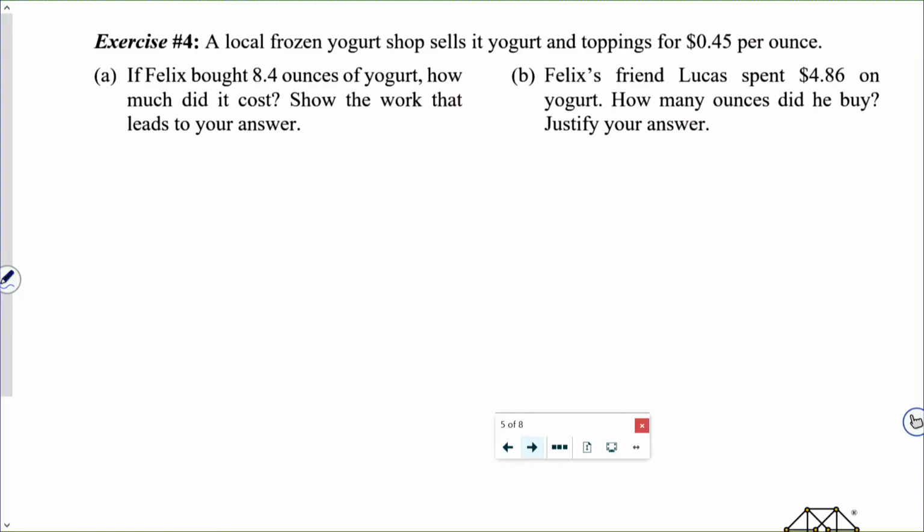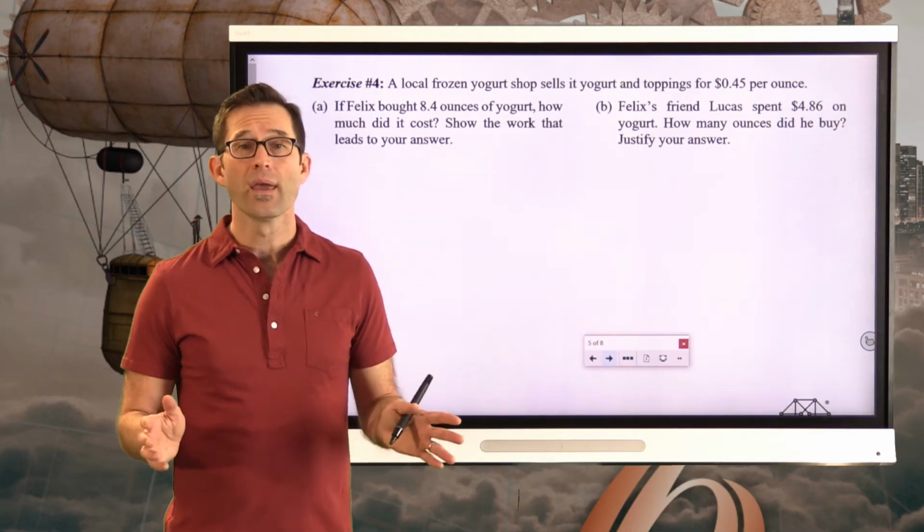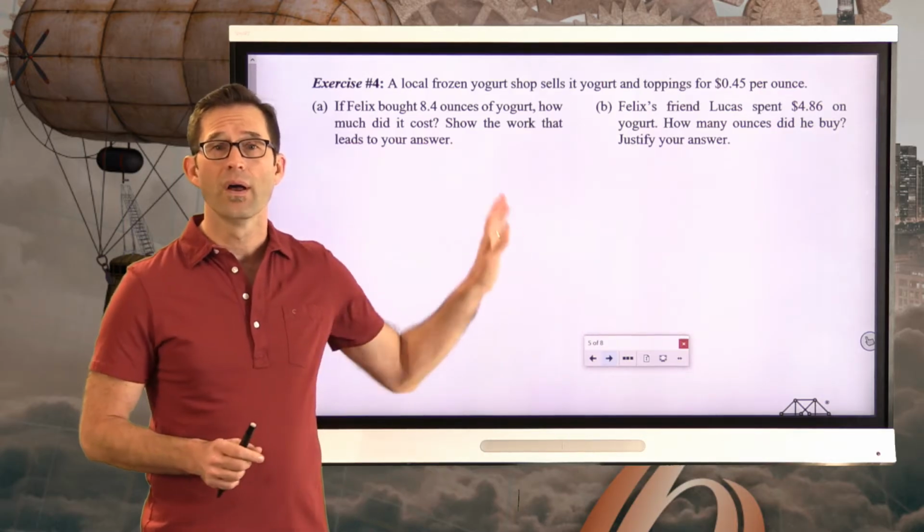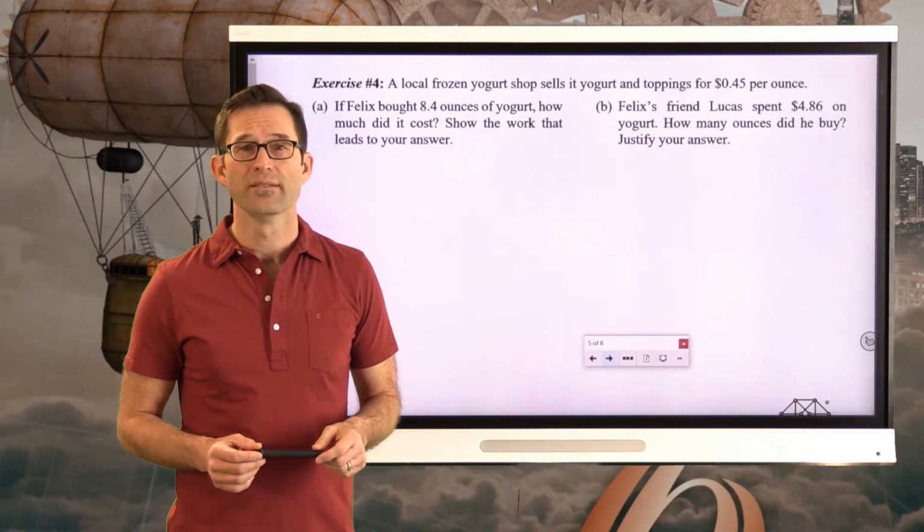Exercise number 4. A local frozen yogurt shop sells its yogurt and toppings for $0.45 per ounce. Letter A says, if Felix bought 8.4 ounces of yogurt, how much did it cost? Show the work that leads to your answer. All right, yet again, this isn't so different from the last problem that we did. I'd like you to pause the video and see if you can figure out the answer to letter A.